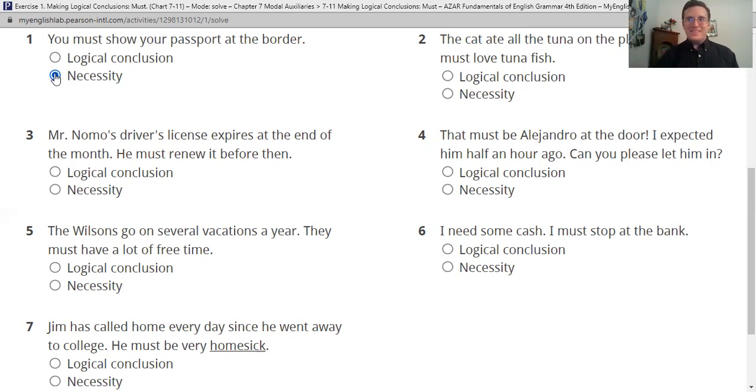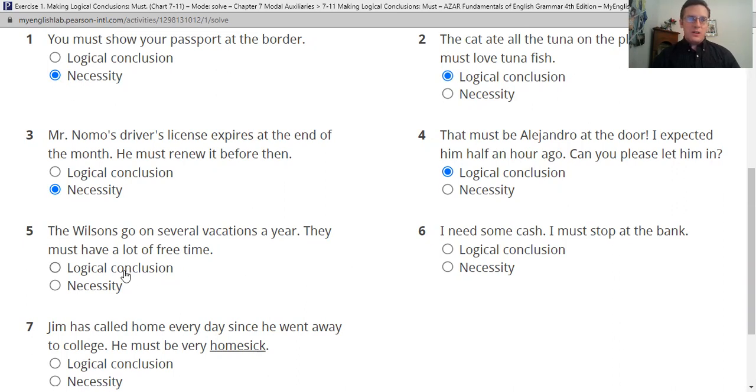Okay, let's check. Number 2, your cat ate all the tuna. She must love tuna fish. Number 3, his driver's license expires. He must renew it. Okay, that's a rule. That's the law. Number 5, oh, that must be Alejandro. Can you let him in? I don't know that it's Alejandro, but I know Alejandro's coming, so that's a good guess, right? It's a logical conclusion.